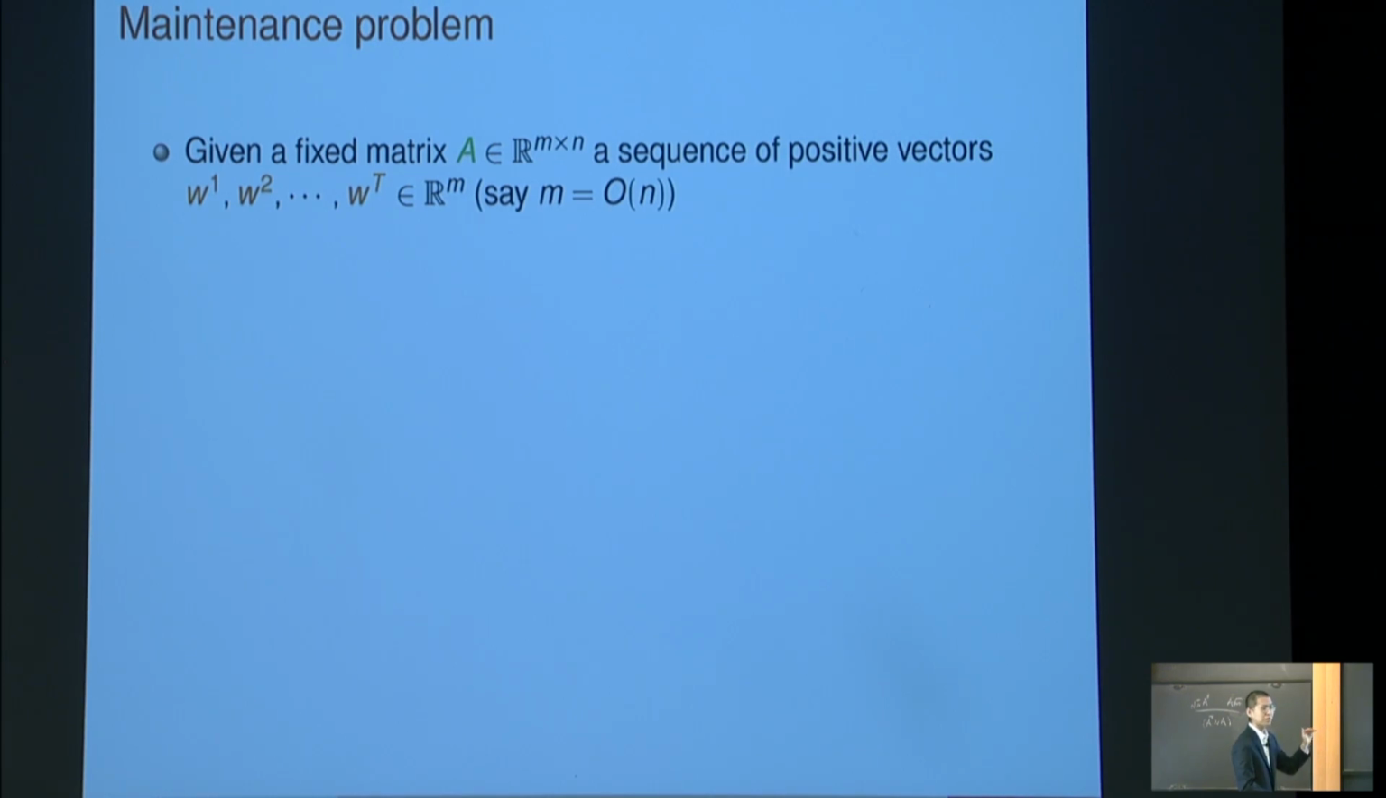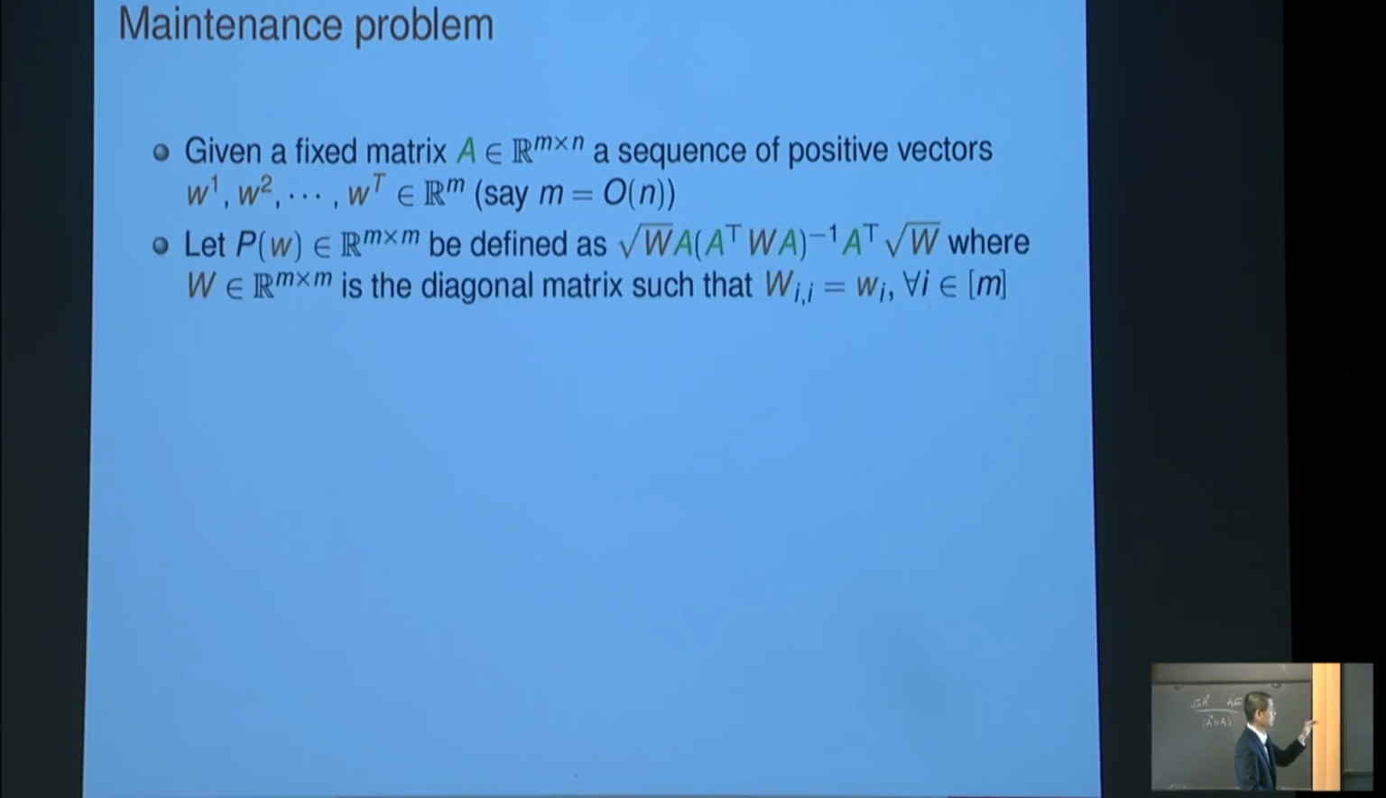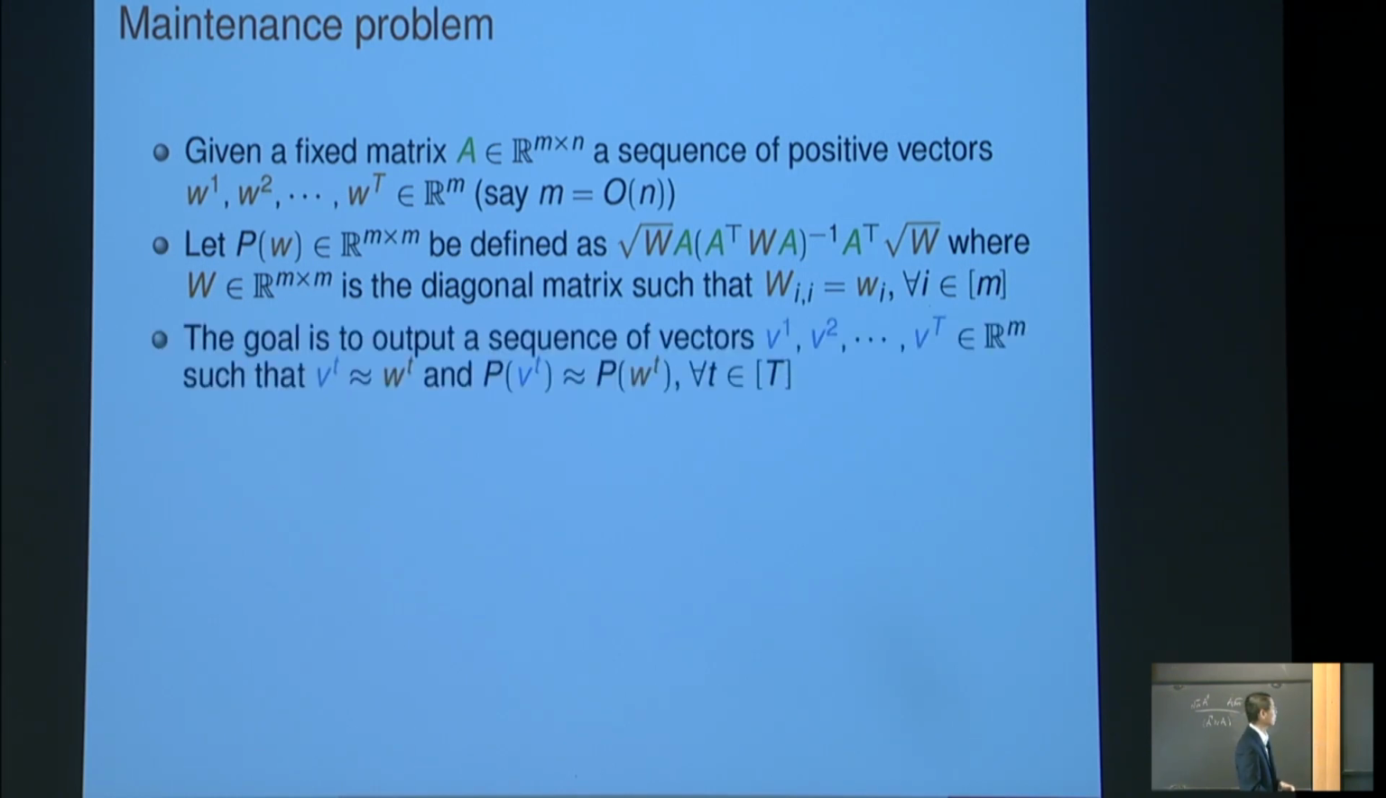And I give you a sequence of vectors W, and I have this projection matrix. The goal is the following: I want to compute another sequence V such that V is roughly equal to W, and also P of V is roughly equal to P of W. A naive, or stupid, way is to output V equal to W, and it will satisfy this guarantee. But the bad thing is I need to recompute P from scratch every iteration. So the hope is that we compute this V, an approximation of W, and then we can speed up the P of V computation. And then when we use it, it's still okay for us.